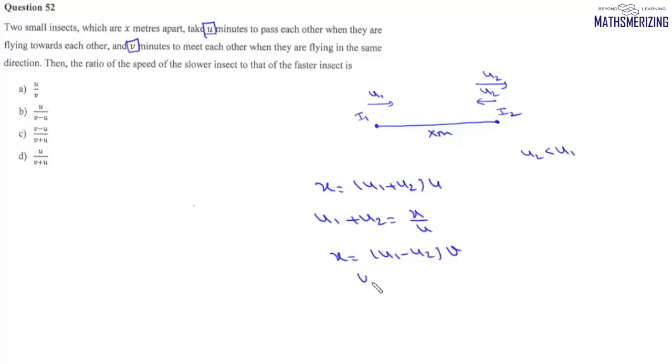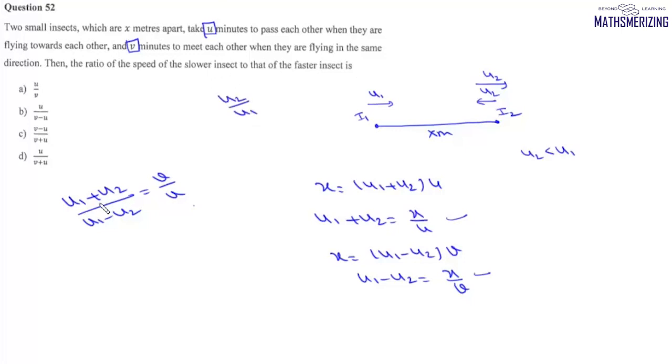So from here we can say u1 minus u2 is x upon v. So we'll divide both of them, then we can write (u1 plus u2) upon (u1 minus u2) is equal to v upon u. Now we need to find the ratio of the speed of the slower insect to that of the faster insect. That means we need to find u2 upon u1.